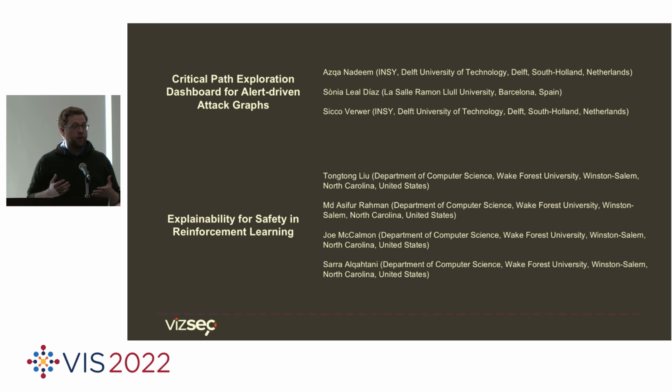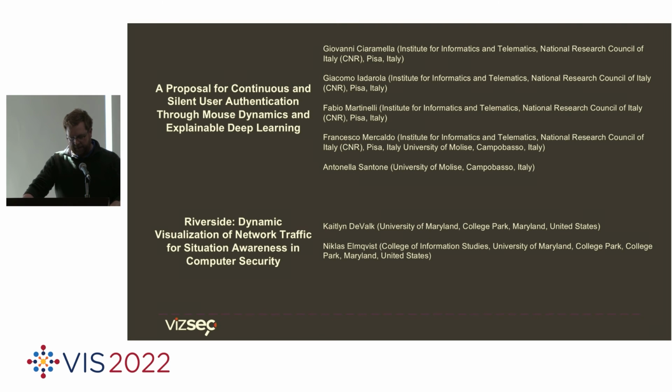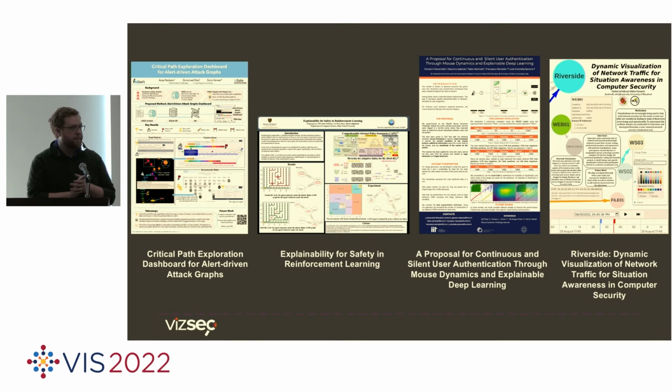Just as a reminder, we have 4 accepted posters. They go from trying to illuminate information about attack graphs and looking at critical paths there. There's a poster about explainability for safety in reinforcement learning. We have a poster about using cursor behaviors as a way to authenticate users with machine learning and how we can trust that machine learning by looking at XAI methods for it. And then we have a poster from Maryland, and I know this poster is physically over in the other room, about Riverside, and they have a dynamic node link diagram about network traffic that's really cool. You should take a look at it.